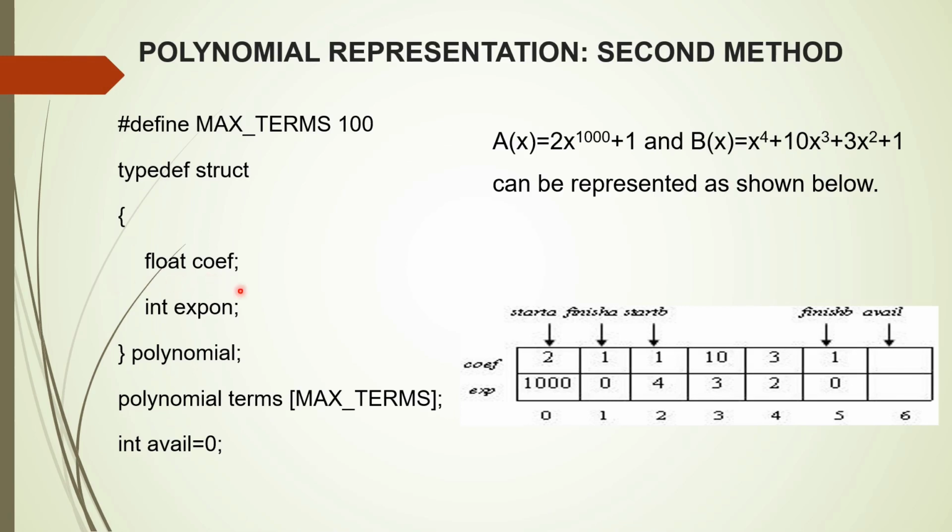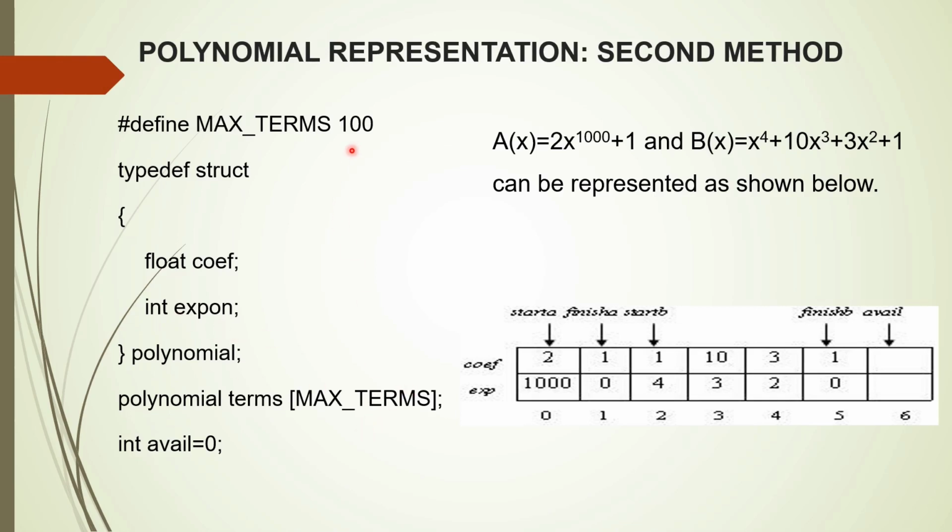Here with respect to this method, we are going to store the coefficient and exponent. So here polynomial terms of MAX_TERMS: the maximum number of terms you can have in a polynomial is 100. So the size of the variable, array terms, is equal to the number of structure members and their types. There are two structure members, coefficient and exponent. Size of the first one is 4, size of the second one is 2. 4 plus 2 is 6. So how many such terms?